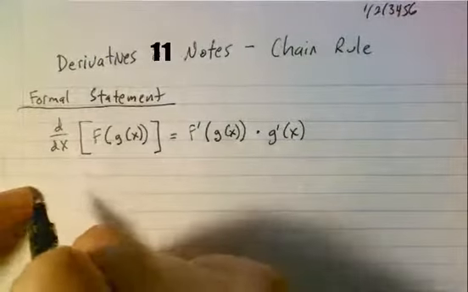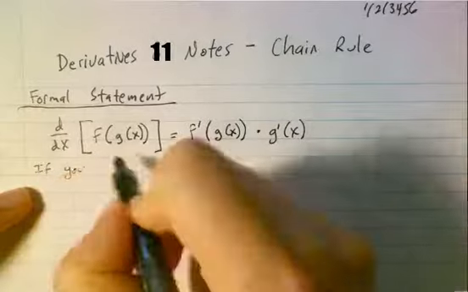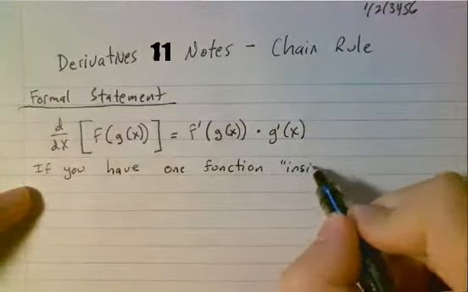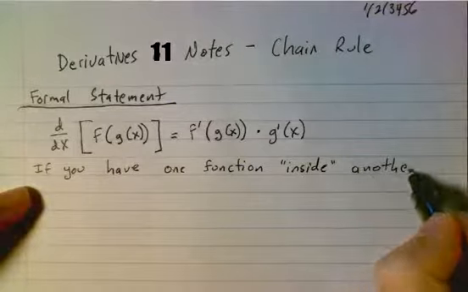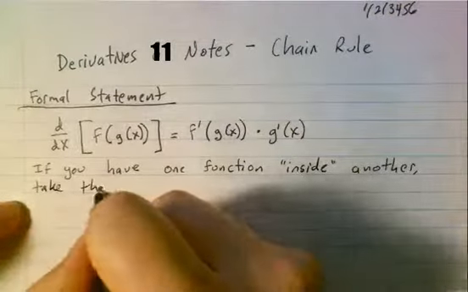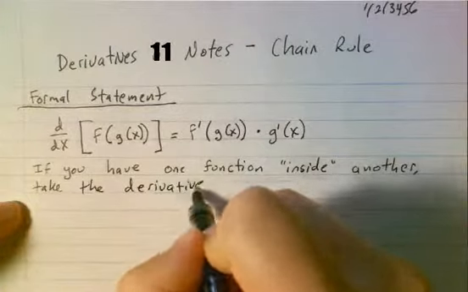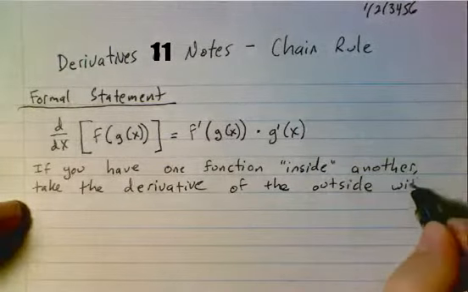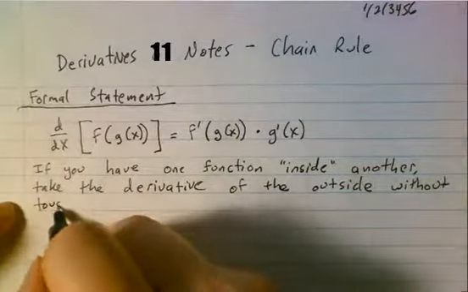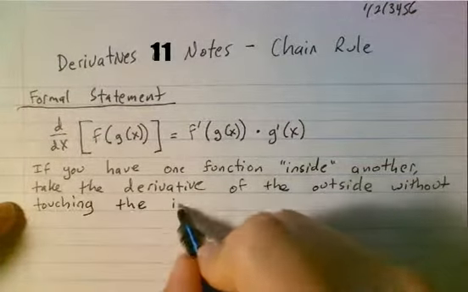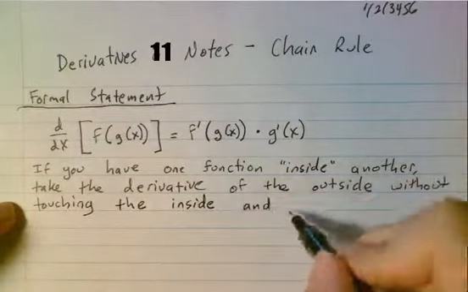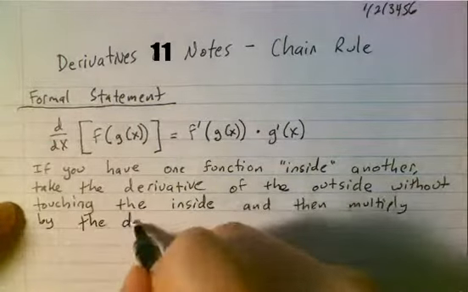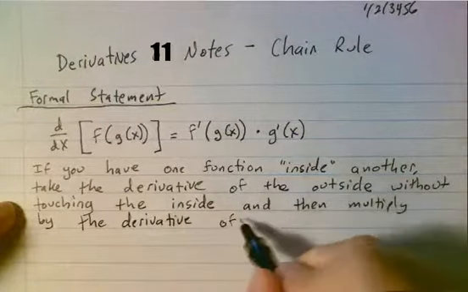So let's just write in words what that's saying. It's saying if you have one function inside another, take the derivative of the outside without touching the inside, and then multiply by the derivative of the inside.